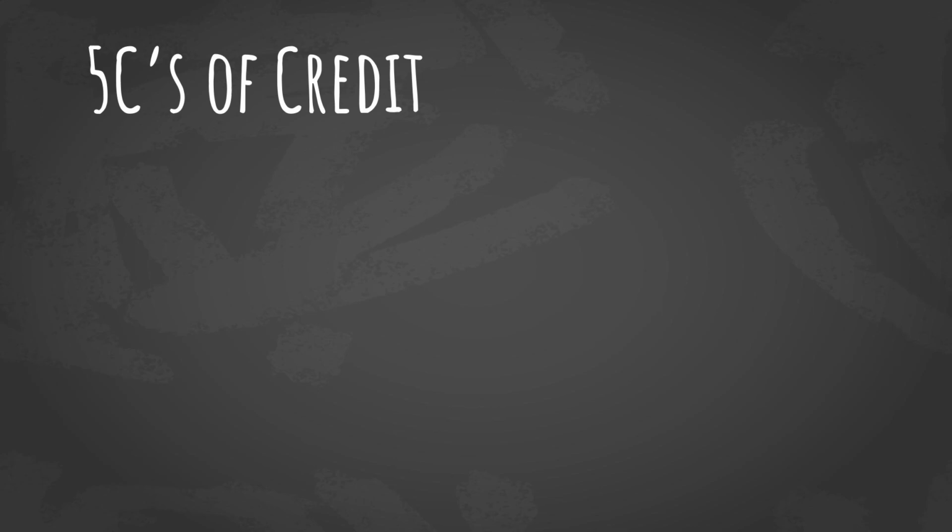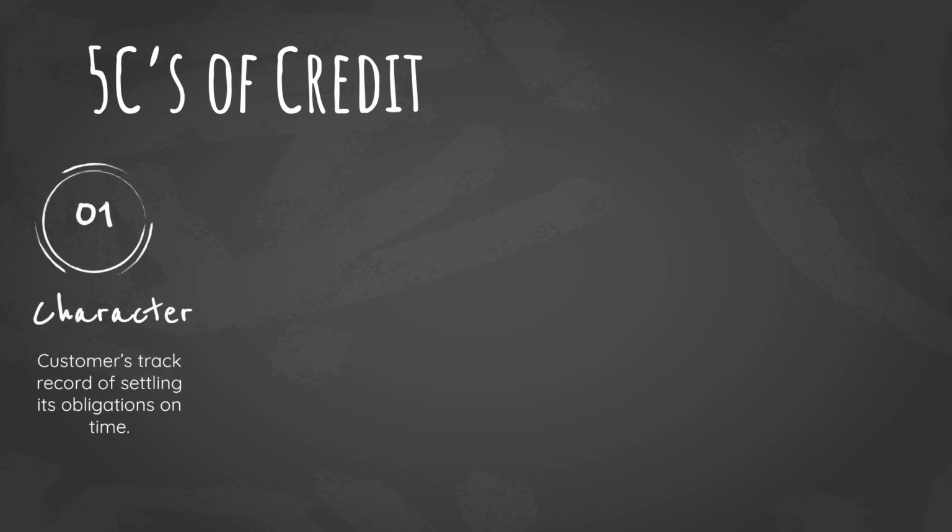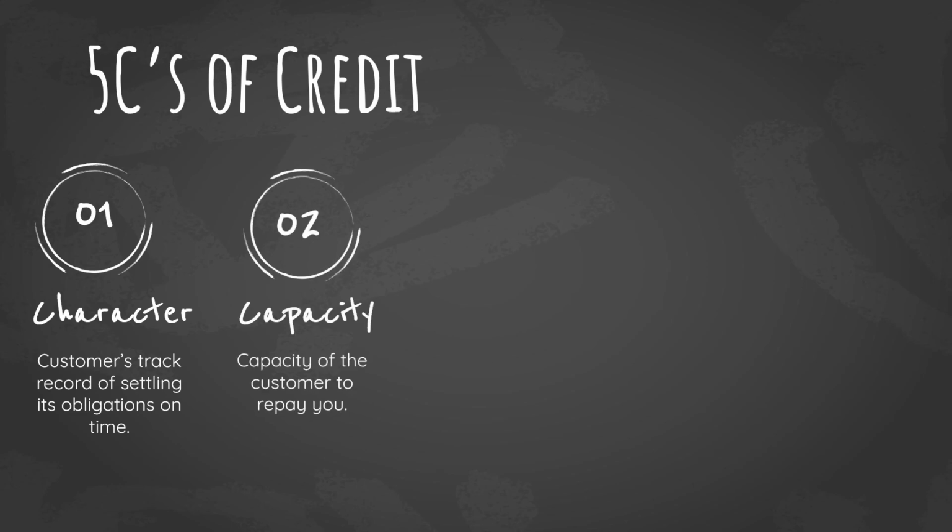The first C is character: the customer's track record of settling its obligations on time. The applicant's record of meeting its past obligations is judged. Second is capacity: the capacity of the customer to repay you. This emphasizes the customer's ability to repay its obligations in reference to its current financial position or standing. It determines whether the customer has sufficient resources or sources of funds that can be used to settle obligations.